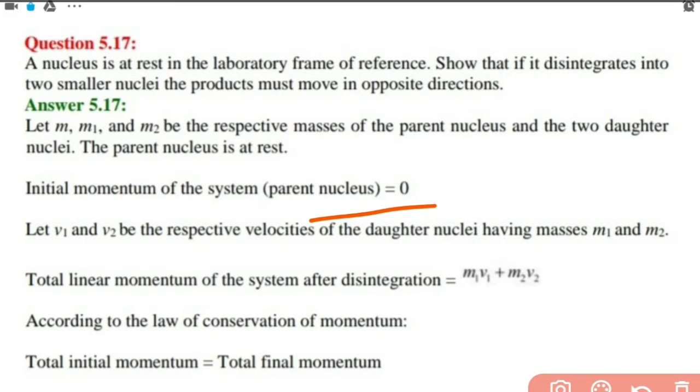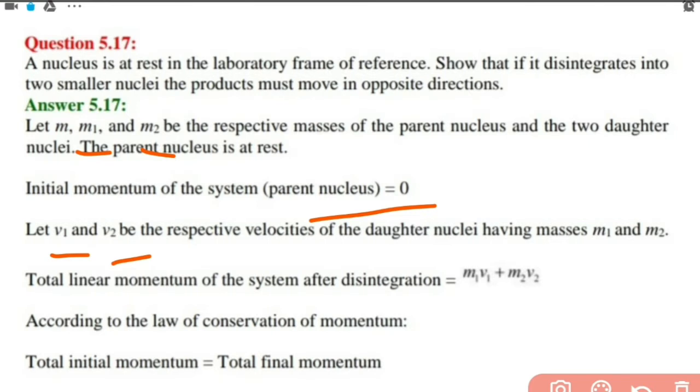Now we are assuming m1 and m2 be the masses after the disintegration, and v1 and v2 the velocities of the two daughter nuclei. That is the usage in radioactivity. In plus 2 you will be studying radioactivity. Before disintegration we say parent nucleus. After disintegration, when it splits into two new nuclei, we call them daughter nuclei. So v1 and v2 are the velocities of the daughter nuclei with the masses m1 and m2.